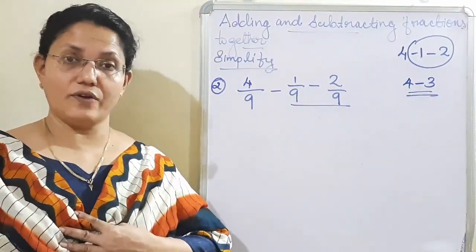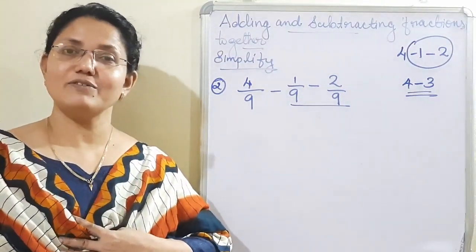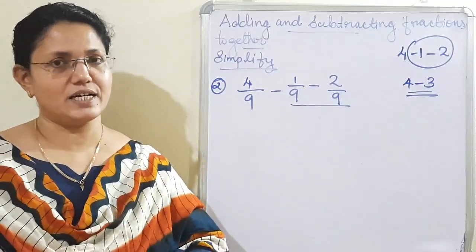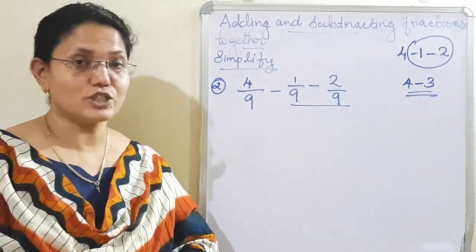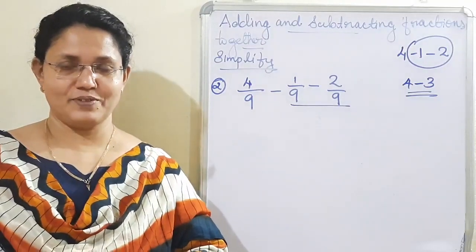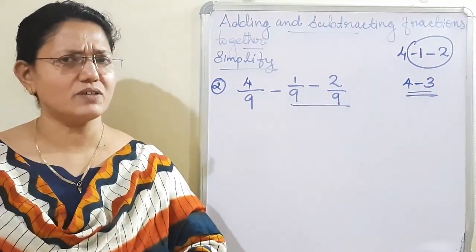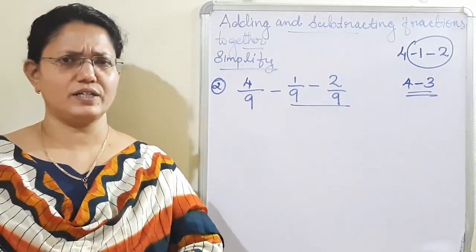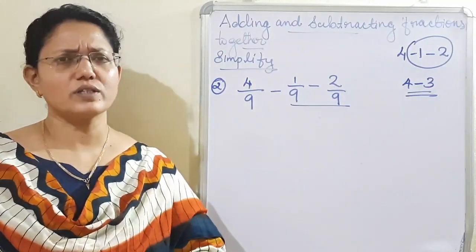I have 5 sweets. I gave 2 sweets to Anshia and 1 sweet to Zevil. In total, how many sweets have I given? 2 plus 1. This much sweets are not there with me.